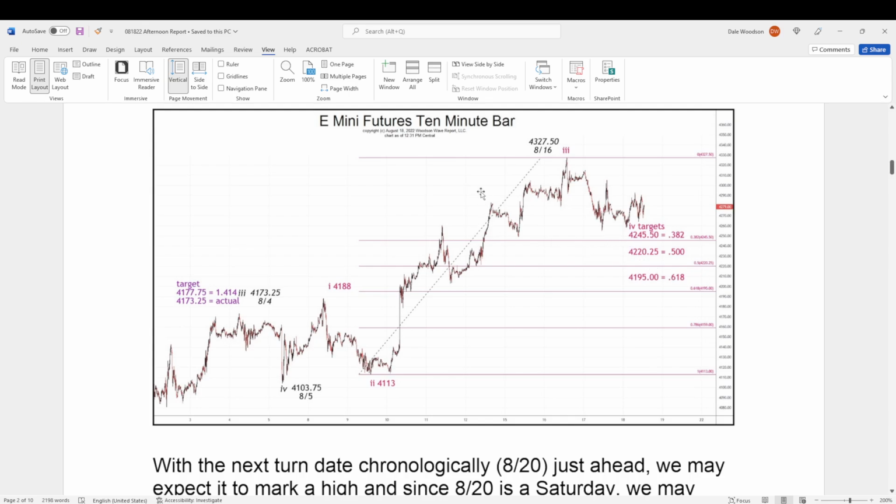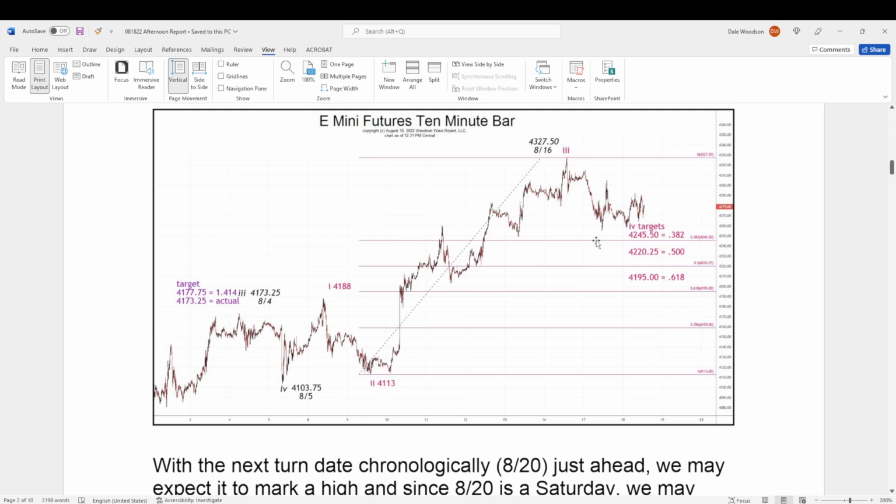Here we're looking at the 10-minute. Okay, the last 5 waves. We have a 1 up, a 2 down. It's possible that 3 extended here. I got into all that in the last couple days. It could have ended, and this would be a 5. It all depends on this decline here on the 10-minute. You can see our targets there for 4.